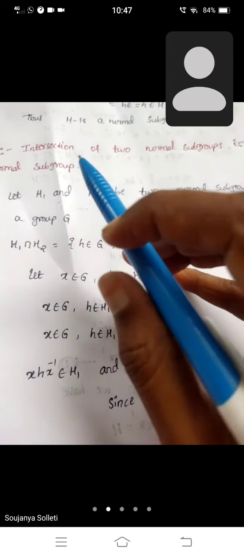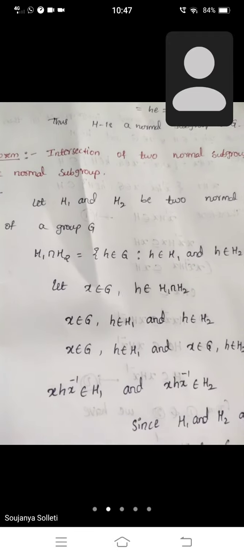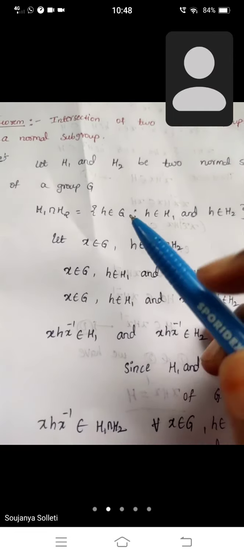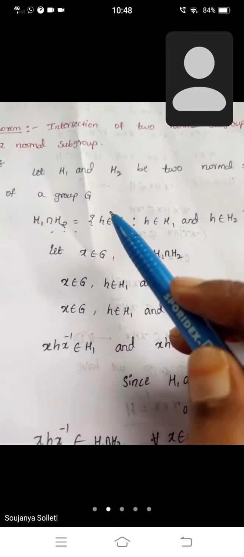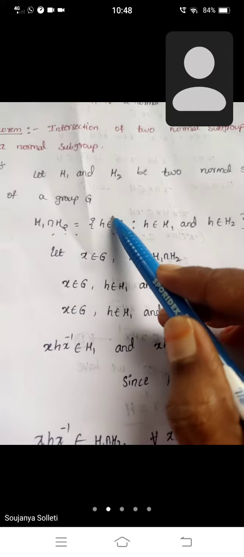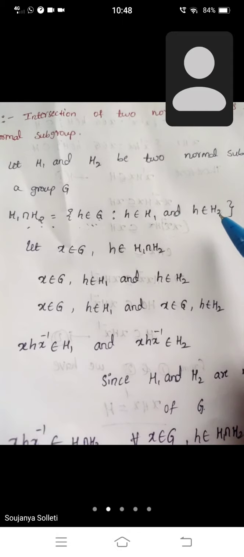A similar process here: the intersection of two normal subgroups is a normal subgroup. We can assume that H1 and H2 are two normal subgroups of a group G. What is the definition of intersection? H1 intersection H2 is the set of x belonging to G, an element of group G, which also belongs to H1 and H2. Then we can assume that H1 intersection H2 is small h.